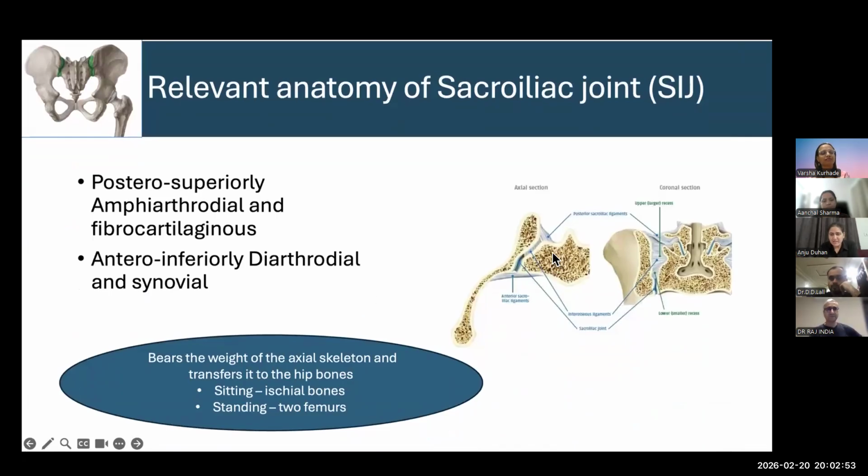As we can see from the diagram, SIJ is composed of the lateral parts of the sacrum and the medial portions of the iliac bone. Posterior superiorly, it is amphiarthrodial and fibrocartilaginous, and anterior inferiorly, the joint has hyaline cartilage lining the articular surfaces, and it is diarthrodial, that is, it is slightly more mobile. The main function of the SI joint is to bear the weight of the axial skeleton and transfer it to the hip bones. The weight can then be distributed to the 2 femurs in the standing position and the 2 ischial bones in the sitting position.